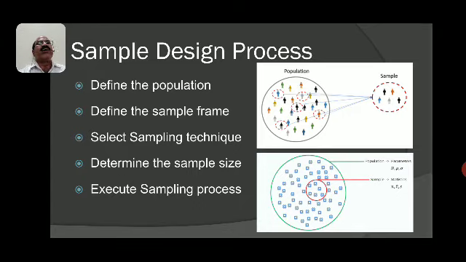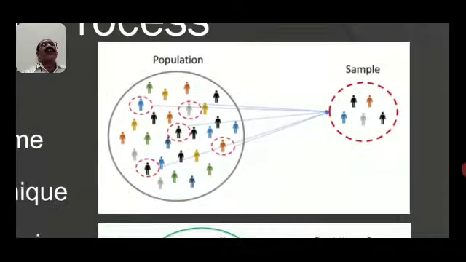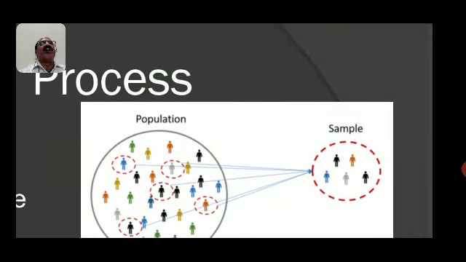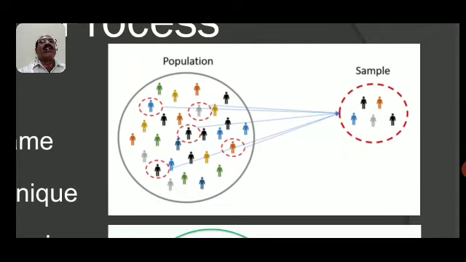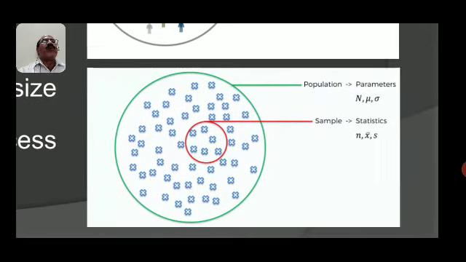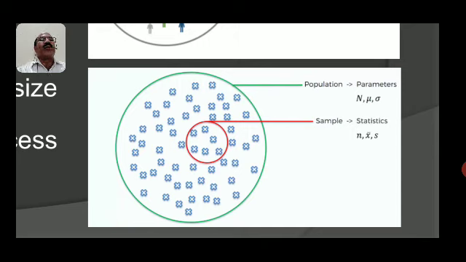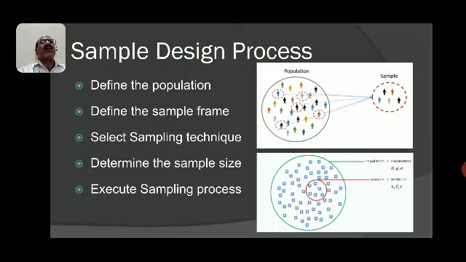So if you see here, you will find the population is the larger one and the sample is taken out of it. If you have the population, the total number is capital N, and in a sample it is small n. Then the mean, the average condition, is mu for the population and x bar for the sample. Then you have the standard deviation, sigma for the population, and small s is the standard deviation for the sample. So likewise we will see step by step.